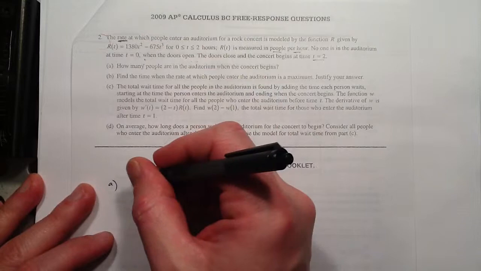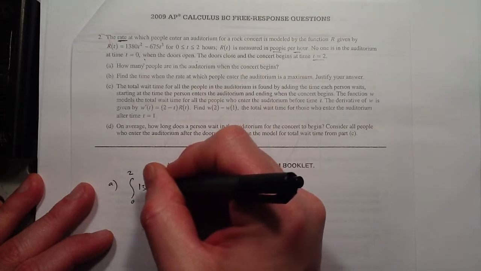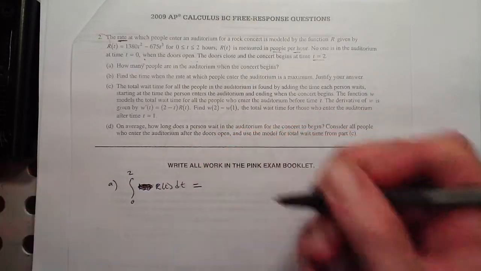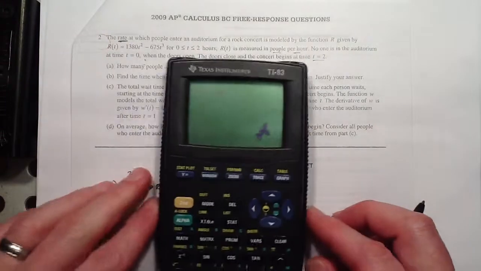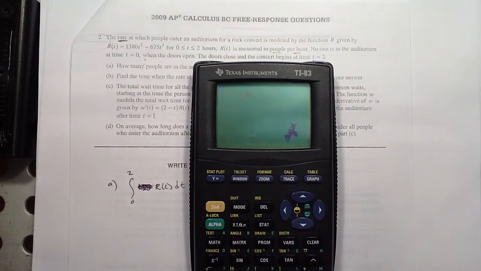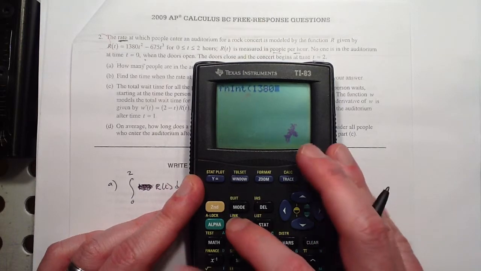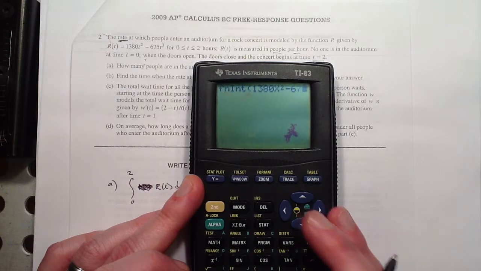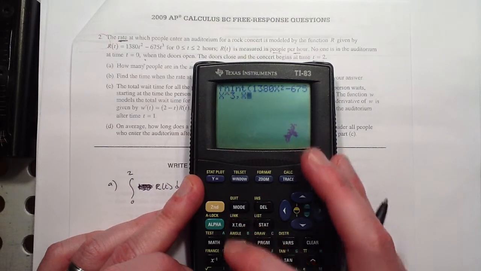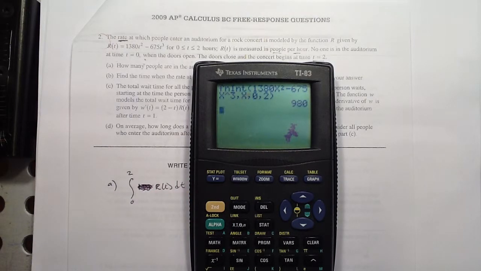Well, we've got a rate. We want to know how much stuff. Actually, let's just call it the r of t function. That'll be a little easier. This is a number 2, calculator again. So let's see, we want to do math 9 fn int of 1380 x squared minus 675 x cubed, comma x comma 0 comma 2. That'll give us how many people came in from 0 to 2. 980 people.